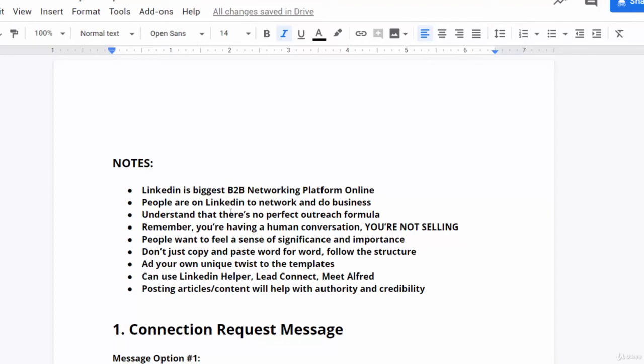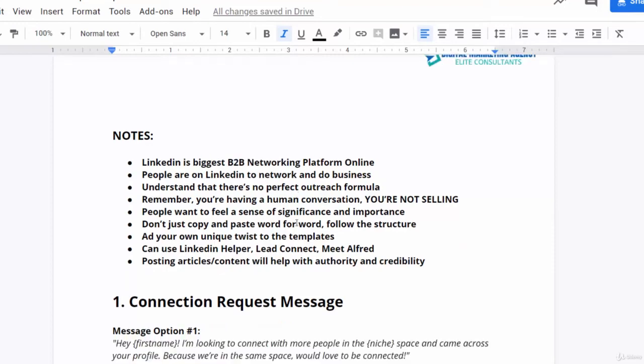And then you'll have your connections be notified of your posts, right? And then they'll be able to see that. And then automatically you've positioned yourself as the authority and credible expert, okay? So very easy way to really position yourself as that expert.